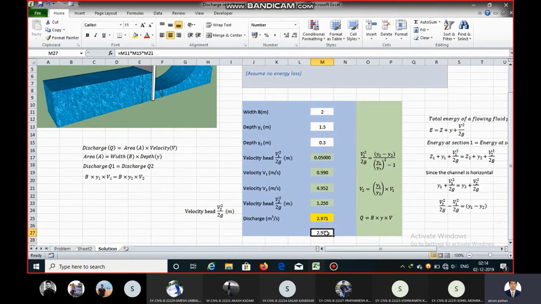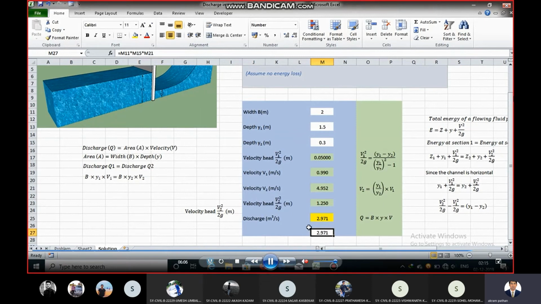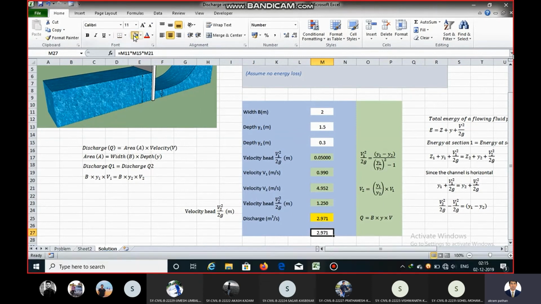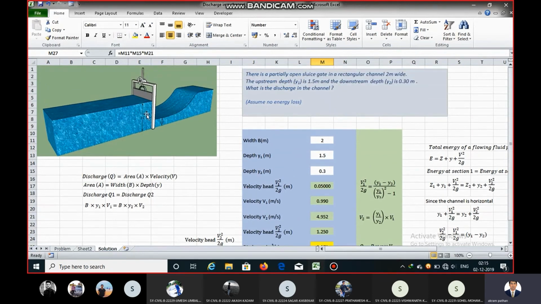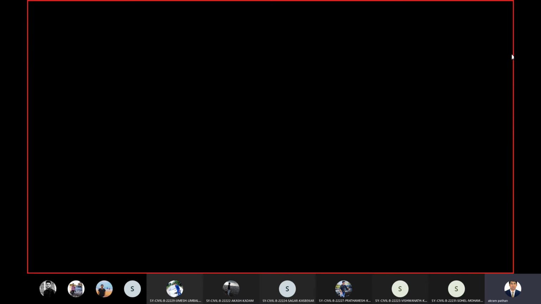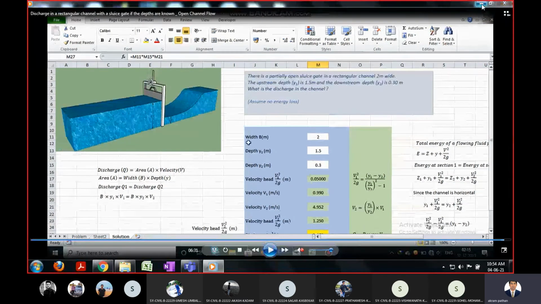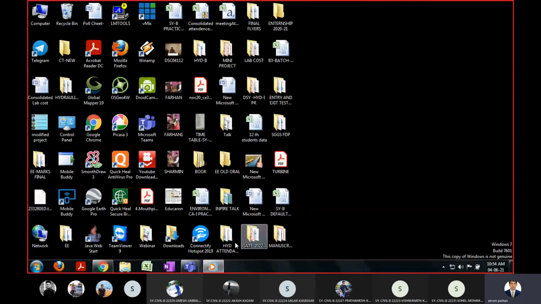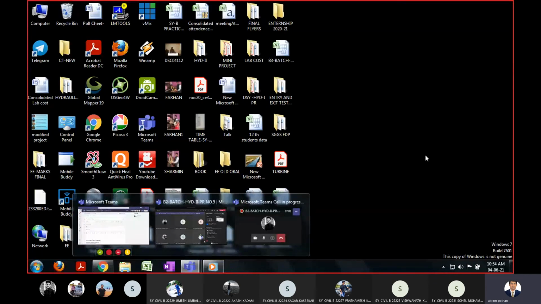And see here, we can generate all these formulae within this particular Excel file. So 2.971 is the actual discharge. By applying the continuity equation, we can calculate all these parameters. So this is how we can develop a program. Now, this is about the program in the Excel sheet.